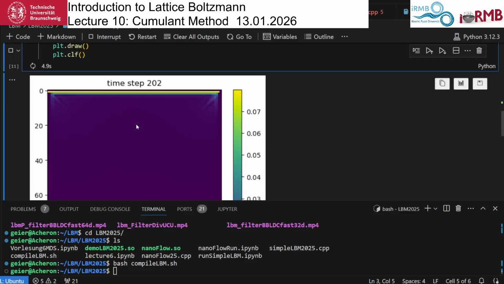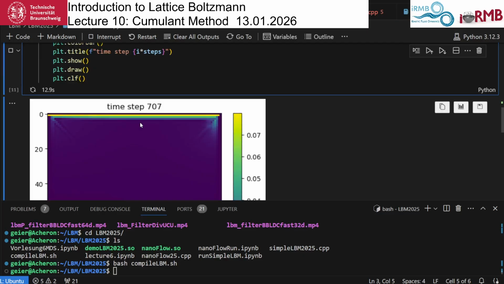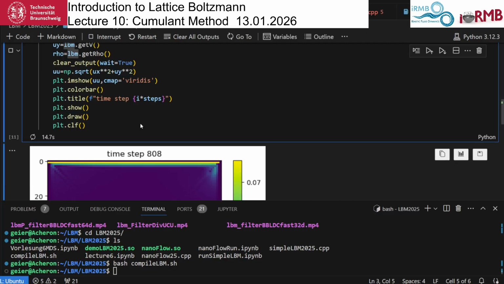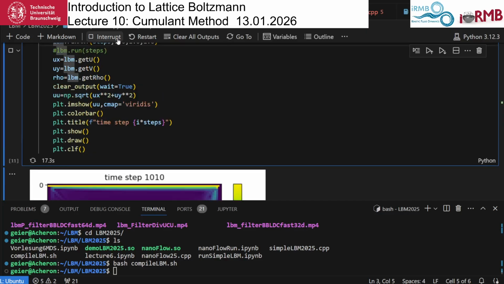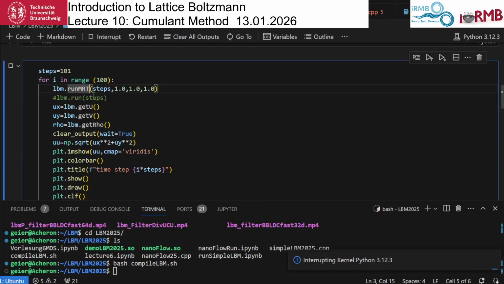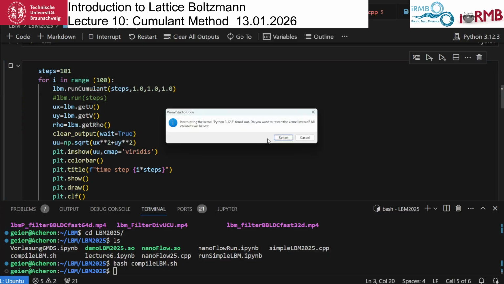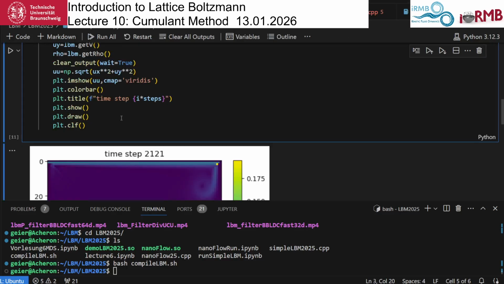Okay, now this is running the MRT, yeah. So this is actually not what we want to see. So I interrupt this. Basically we should restart. I mean, I wanted to restart it anyway, yeah, so restart it. So now try out the same thing with cumulants.